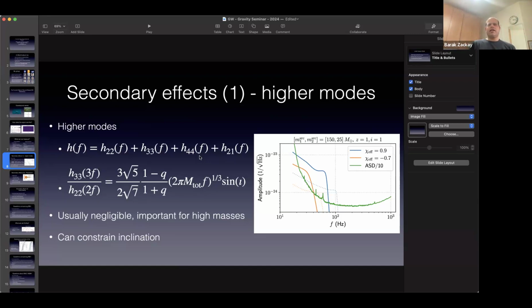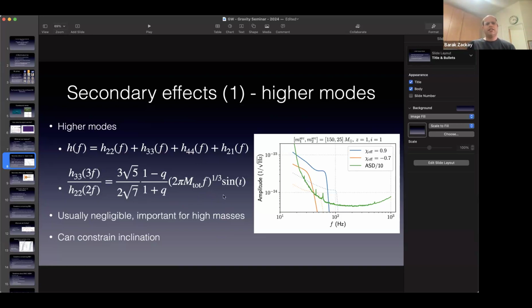And these other modes you can think of as perturbations to the 2-2 mode, because they are coming with another factor of v over c, yes.